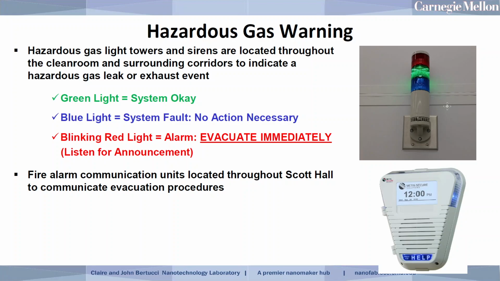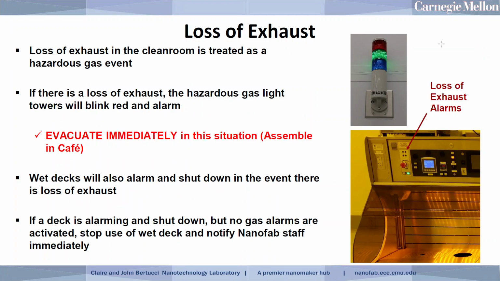These hazardous gas alarm towers also double as our exhaust failure indicator. So if this alarm is blinking red, it can mean either a gas leak or potentially an exhaust failure. Either way, there's the potential for exposure to noxious gases. In any case, you don't need to figure out which one it is. You can simply evacuate via the nearest exit. They'll blink red in alarm, evacuate immediately, and assemble in the cafe.